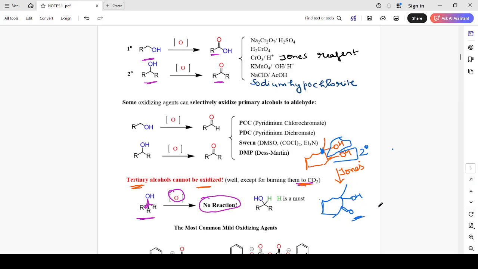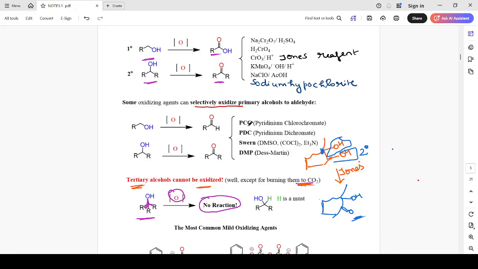So what we have discussed is the oxidation of the primary alcohol to provide aldehydes to acids, and then secondary alcohols to ketones. But I don't want this. I want to selectively oxidize them. I want to control my oxidation. In that case, what will I do? I use selective oxidizing agents here.